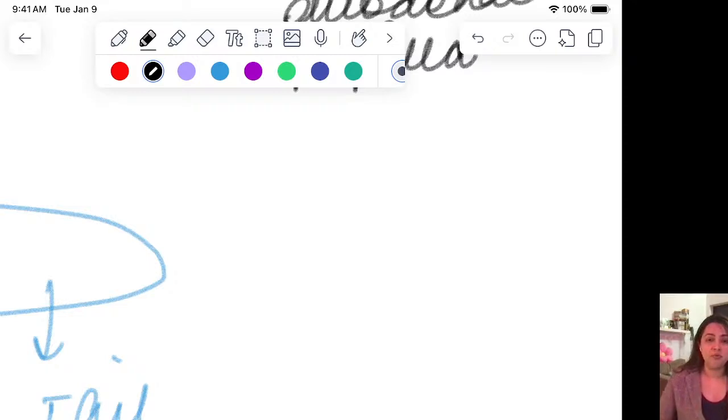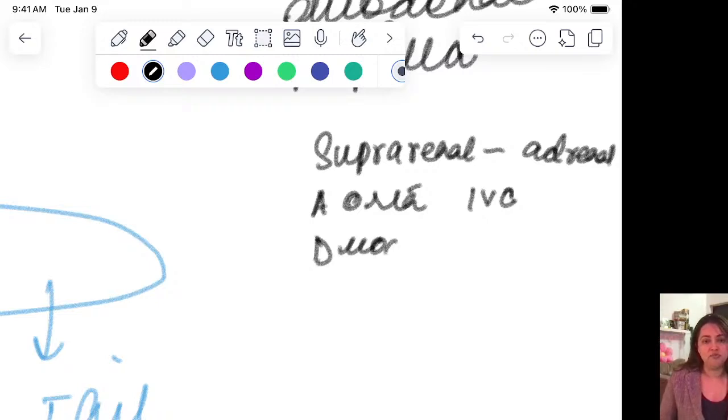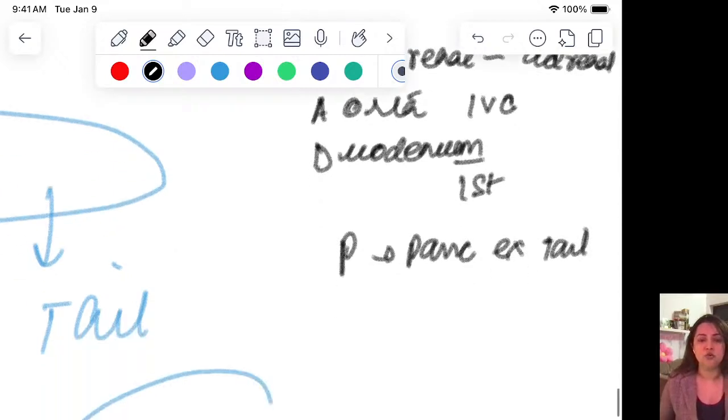Very, very important. Number one is the S, suprarenal, which means the adrenal gland. Then the A, the aorta. Then the IVC, that's also retroperitoneal. Then the D, the duodenum. All parts of the duodenum are retroperitoneal except for the first part, which is intraperitoneal. Then the P. P is for pancreas, except tail. Except tail, that's intraperitoneal, okay?